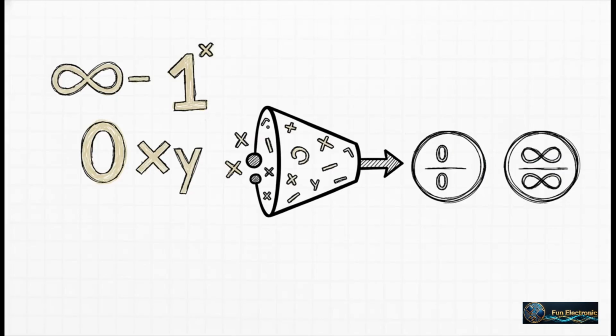And the game plan for all these other forms is always the same. You just use a little bit of algebra to mash them back into a fraction. The goal is to turn whatever you have, a product, a power, whatever, into our good old friends 0 over 0 or infinity over infinity.